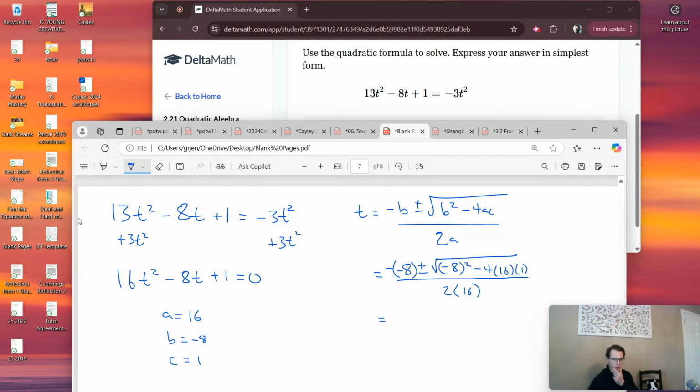Oh, it says express your answer in simplest form. I can't ask you these questions. I'm going to change this one. This one's not even going to be on there.